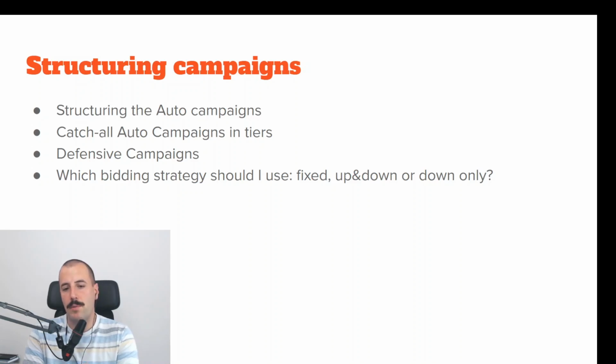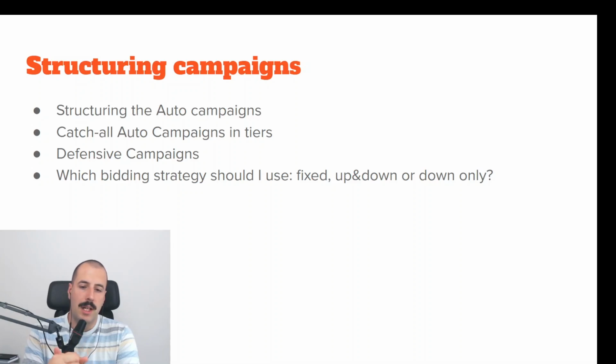But the best option would be, again, as granular as possible. So one auto campaign only with close match type, one for loose, one for substitutes, one for complements. That gives you absolute control over placements, over search terms, and the performance and bids.